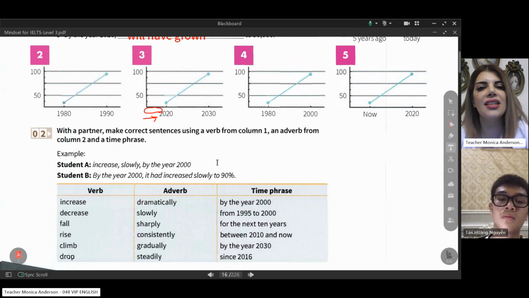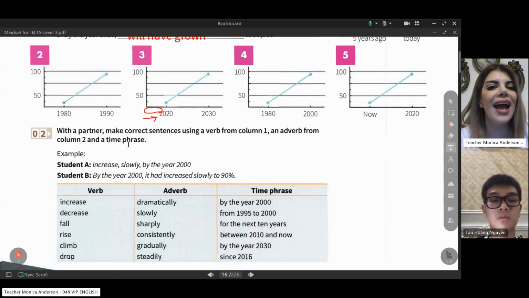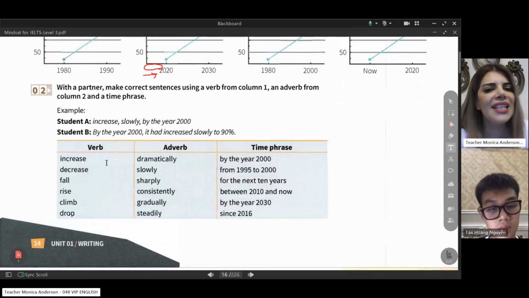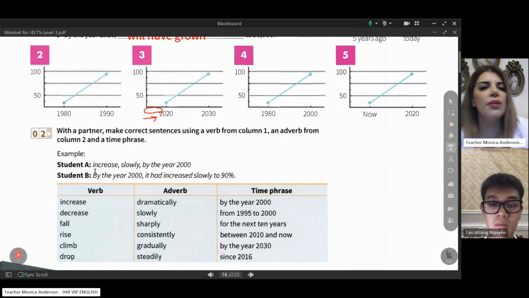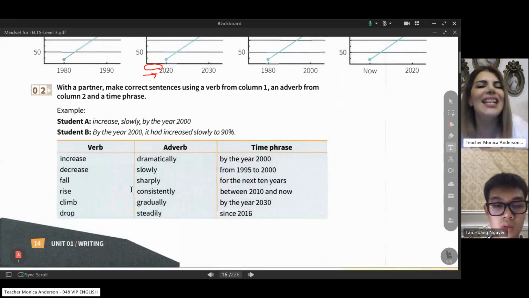Make correct sentences using an adverb from column 2 and the time phrase. Okay, let's make some sentences. For example, increase slowly by the year 2000. By the year 2000, it had increased slowly to 90%. Let's make some sentences. For example, the second one.